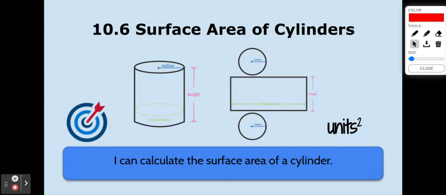Hi, 7th graders, and welcome to Lesson 10.6, Surface Area of a Cylinder. The goal today is to be able to use the formula to calculate the surface area of a cylinder. You want to be sure that you have your notes open to this lesson and that you have a calculator and a writing utensil.